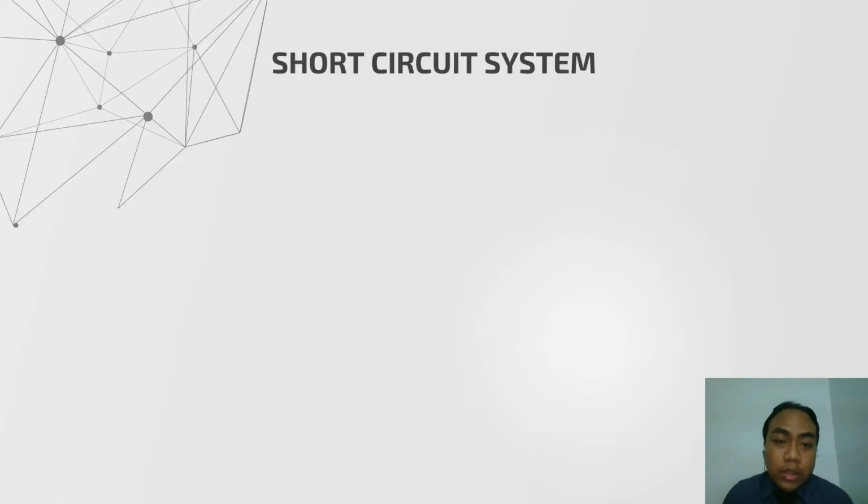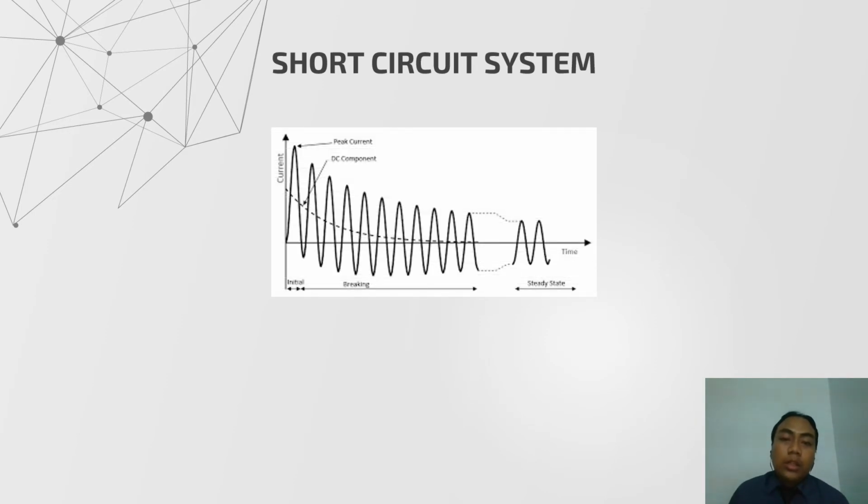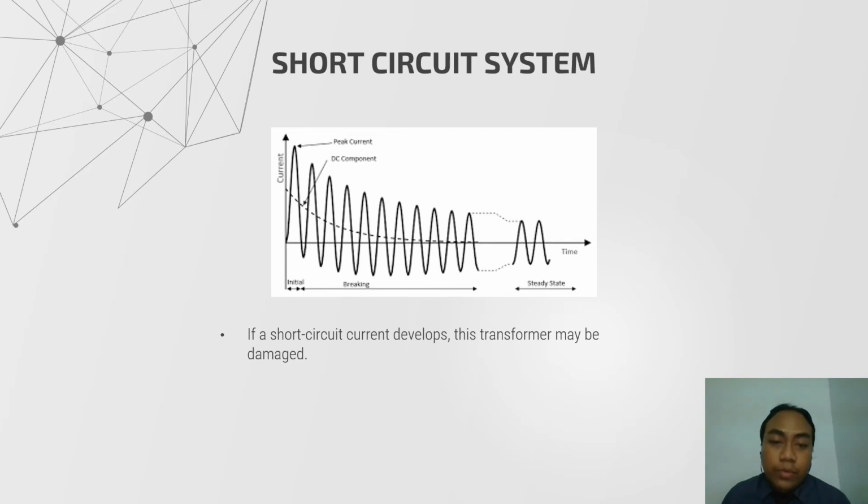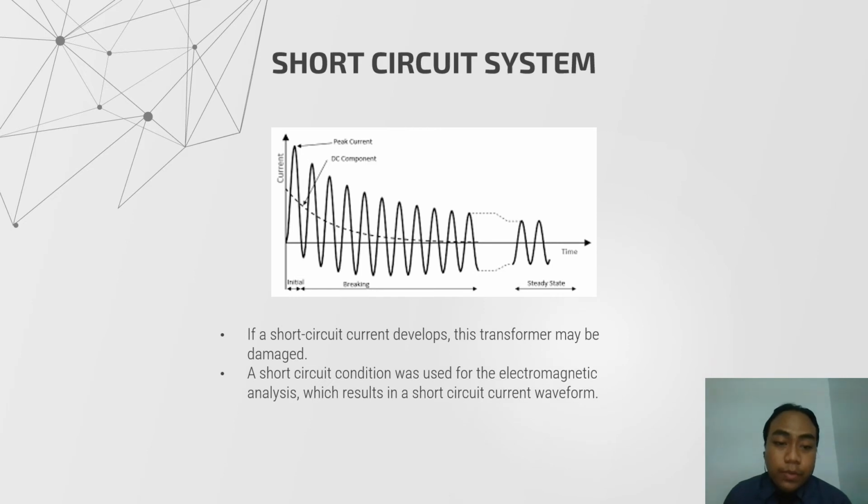The expected result. There are 3 types of expected result that we will get from this. The first result is the short circuit waveform that we expected to get when we run the simulation. If a short circuit current develops, the transformer may be damaged, and the short circuit condition was used for the electromagnetic analysis, which results in the short circuit waveform. This is the waveform that we mentioned before.